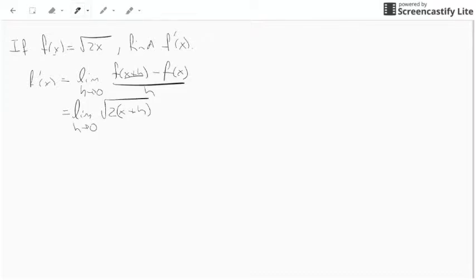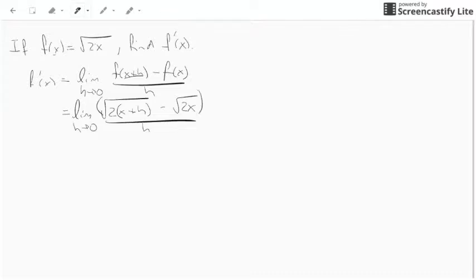Now, this is still the square root, and then we're going to subtract the square root of 2x. So notice that the function shows up twice in the first principles equation here. This is all over h. Okay. So now I'm taking the limit of a rational expression, but notice that I've got these radicals in there.